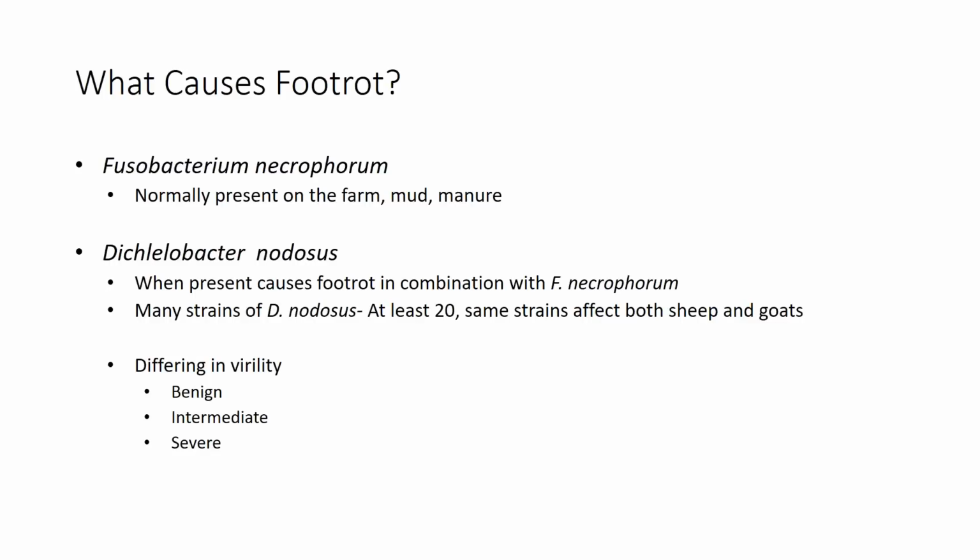There's a number of strains of nodosus, at least 20. Pretty much the same strains affect both sheep and goats. So if you have goats and sheep and you have foot problems, they both have foot problems. And conversely, sheep can catch foot rot from goats, and goats can catch foot rot from sheep. So there's some overlap there.